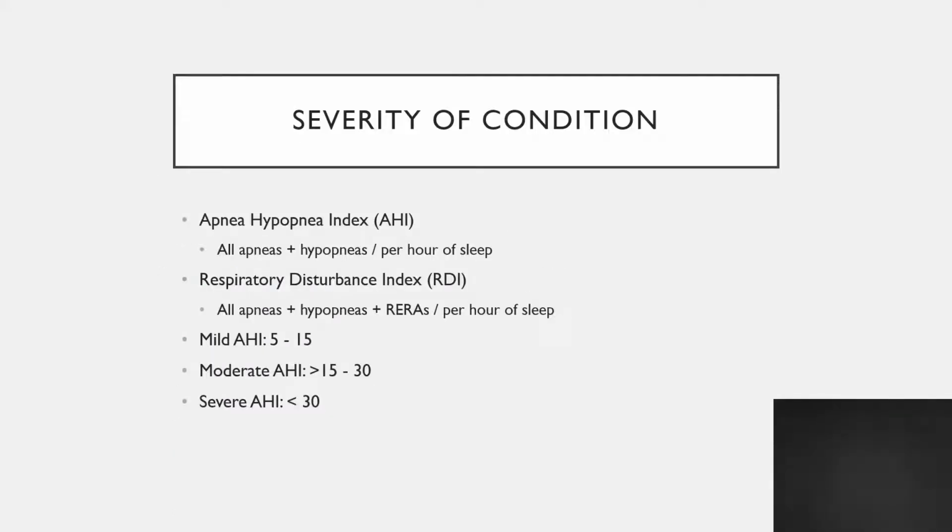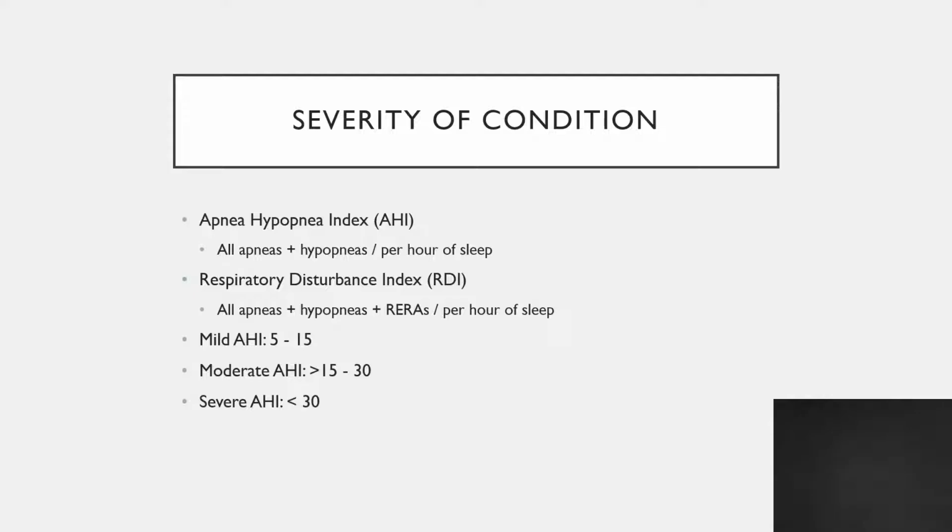Just to review the severity of apnea, we covered this last quarter, but we have the apnea-hypopnea index, and that consists of all apneas and all hypopneas. Add those two together and divide that by how many hours of sleep. Based on the AHI, that determines the severity. So a mild AHI, you can see down below, is 5 to 15 respiratory events per hour of sleep. A moderate AHI is greater than 15 to 30 respiratory events per hour of sleep, and a severe AHI is greater than 30 respiratory events per hour of sleep.